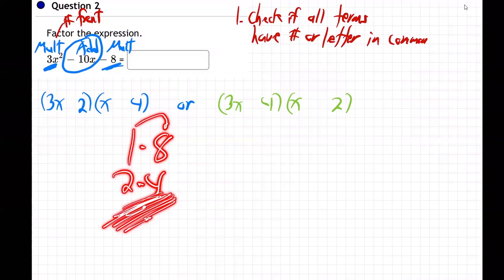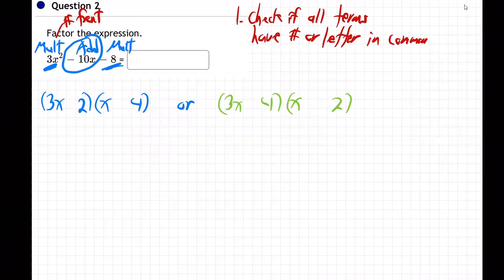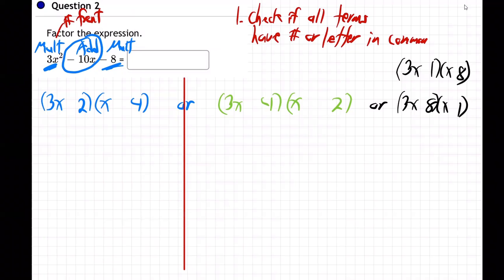If 2 and 4 doesn't work, then I'll write or, and then I could try 3x, x with 1, 8, or 3x, x with 8, 1. It could be one of those two. So I'll do that eventually if needed. I don't think it's going to be needed. So I'm just going to try these two mainly.